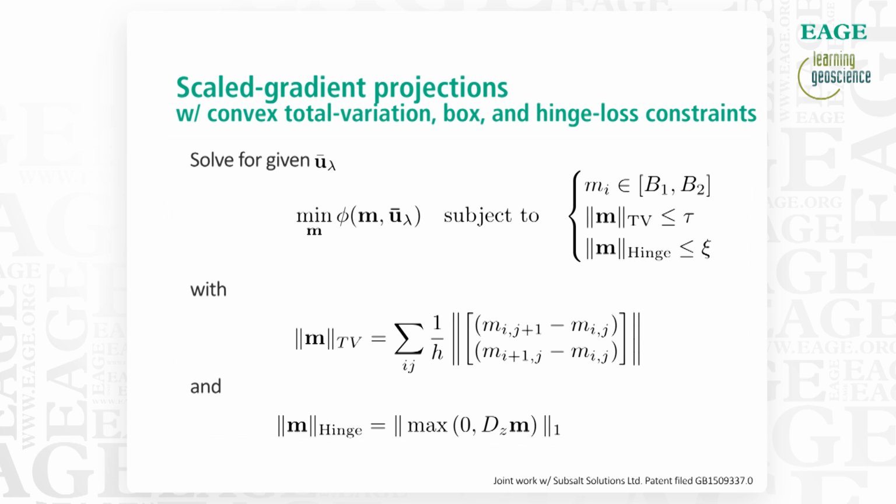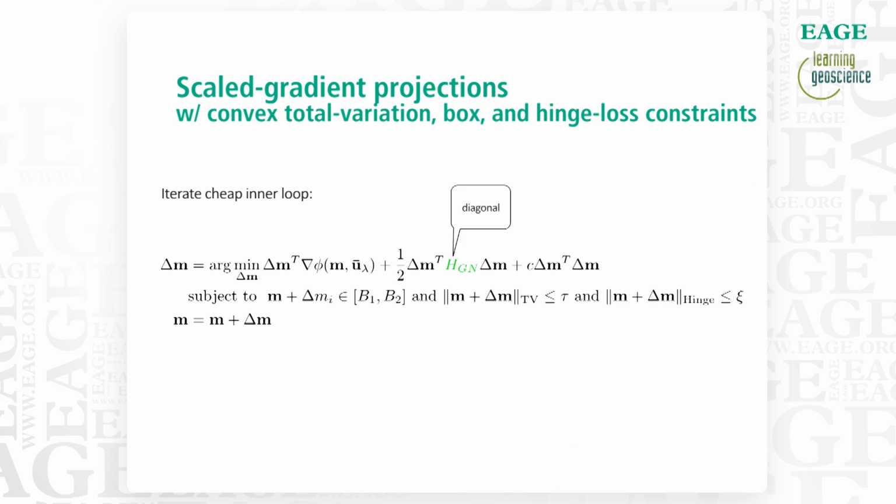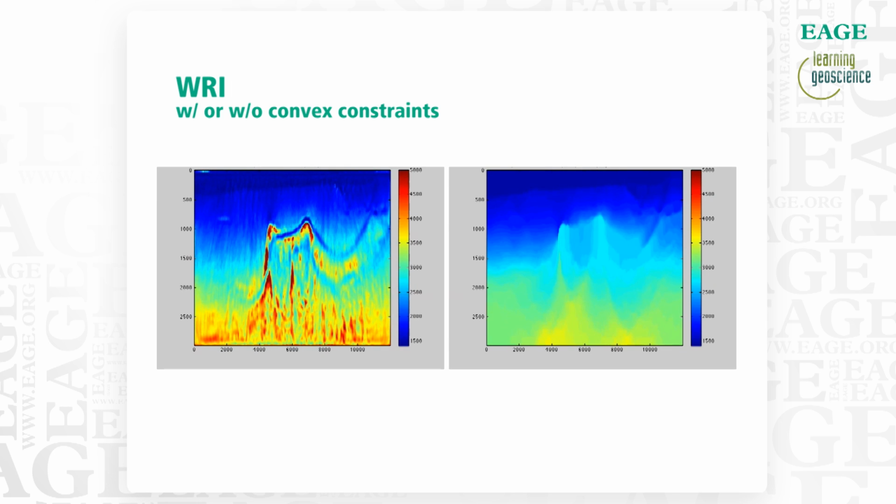So the method here, I don't have time to go over too much, but we have a constrained optimization problem where we constrain both the TV norm as well as the hinge loss norm, which basically controls the steps that the inversion can take in the vertical direction. And we iterate on the following equation. But let me just go to the examples, and as I said, there are two movies.